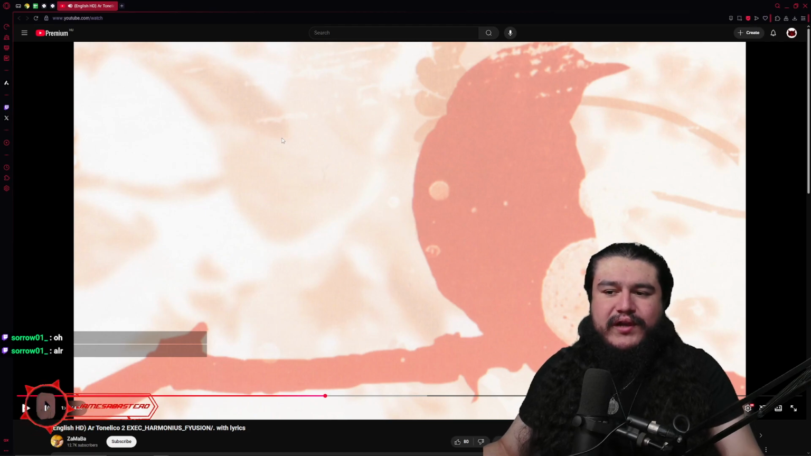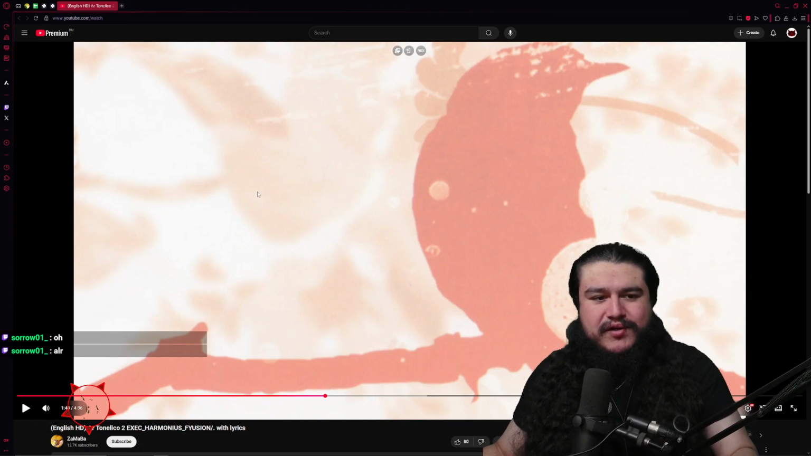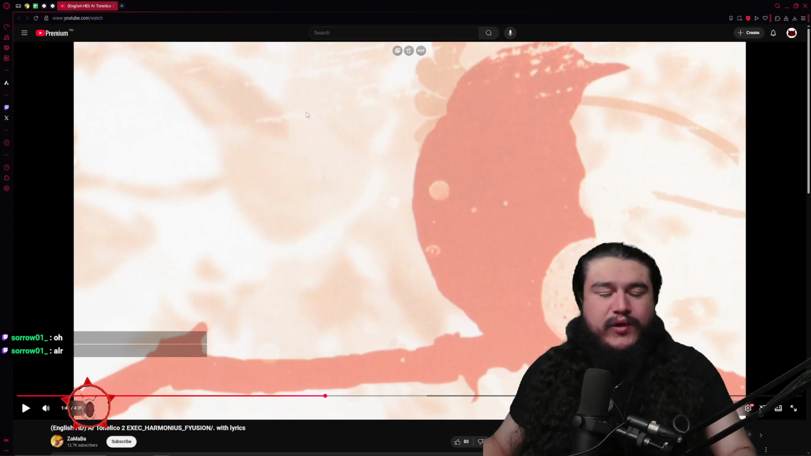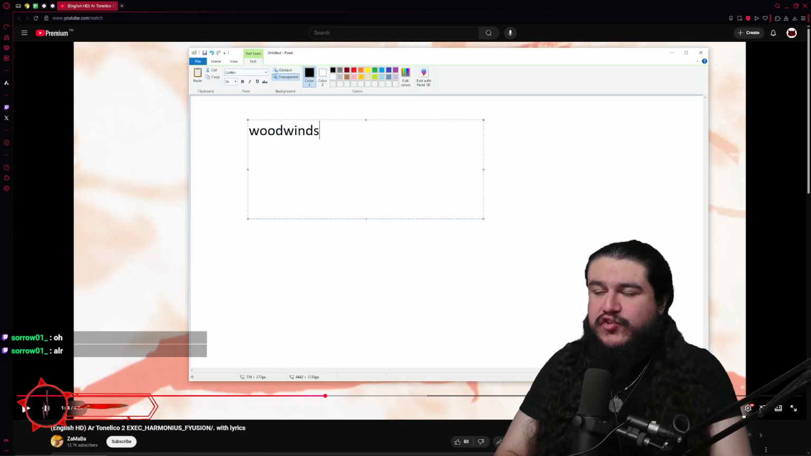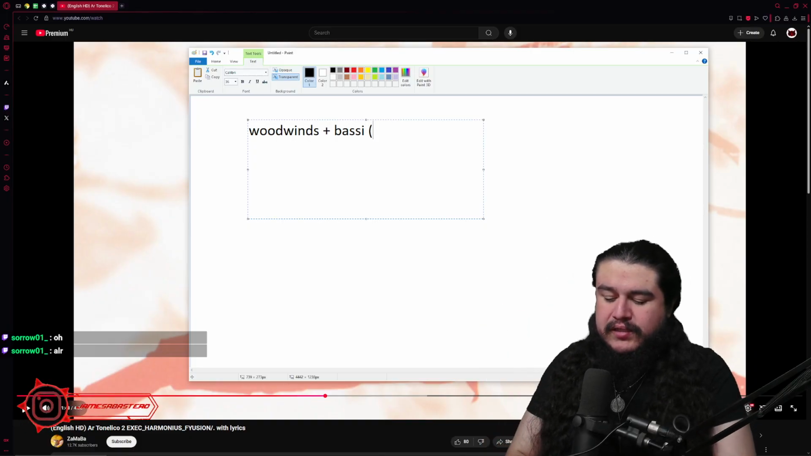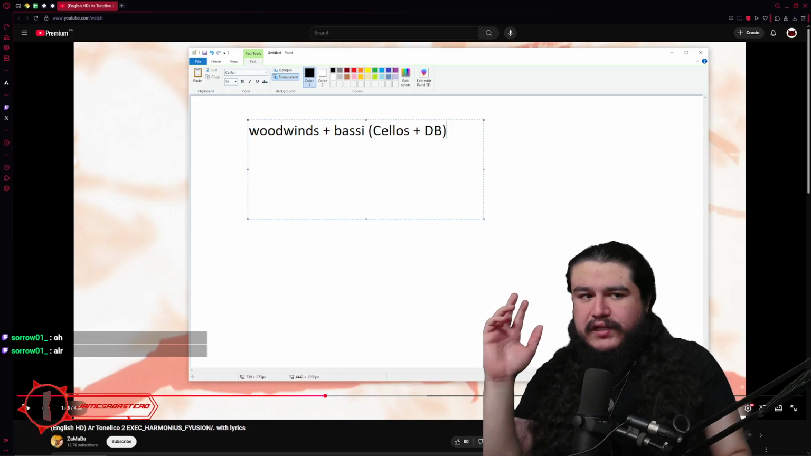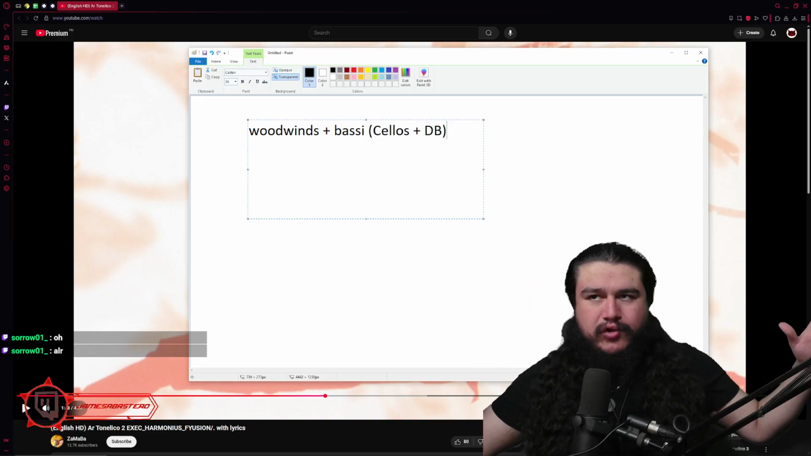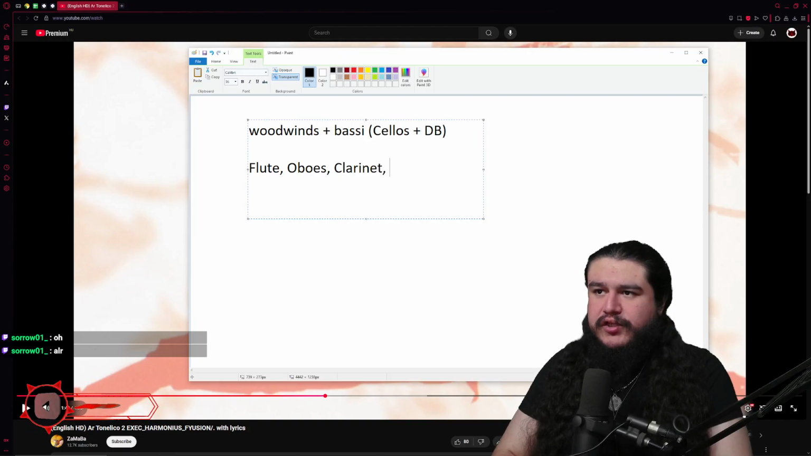Okay, so now we are having basically an imitation of everything. We're having a repetition of everything we heard just now with the vocals, but instead we're using the woodwinds. So when it comes to an orchestra, we have the woodwinds plus what I think is the bassi. The bassi being cellos plus double basses. And they are the biggest of the string orchestra. Then when it comes to woodwinds, you have flutes, you have oboes, you have clarinets, you have bassoons.